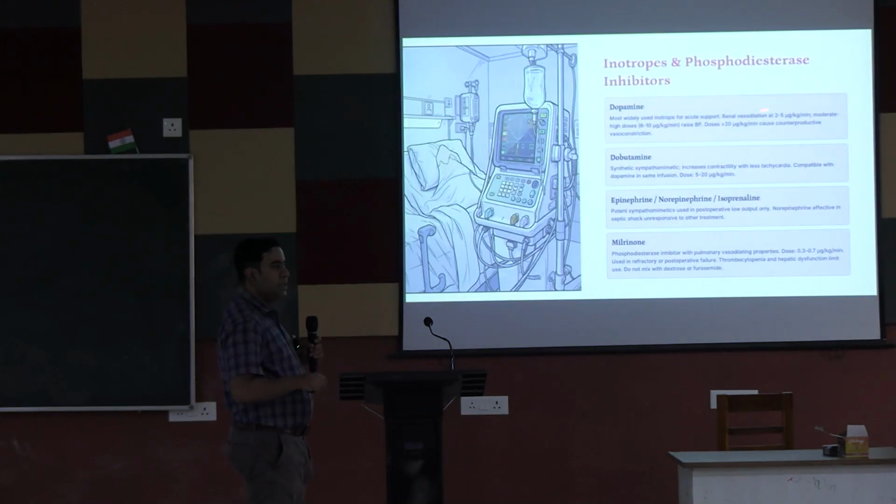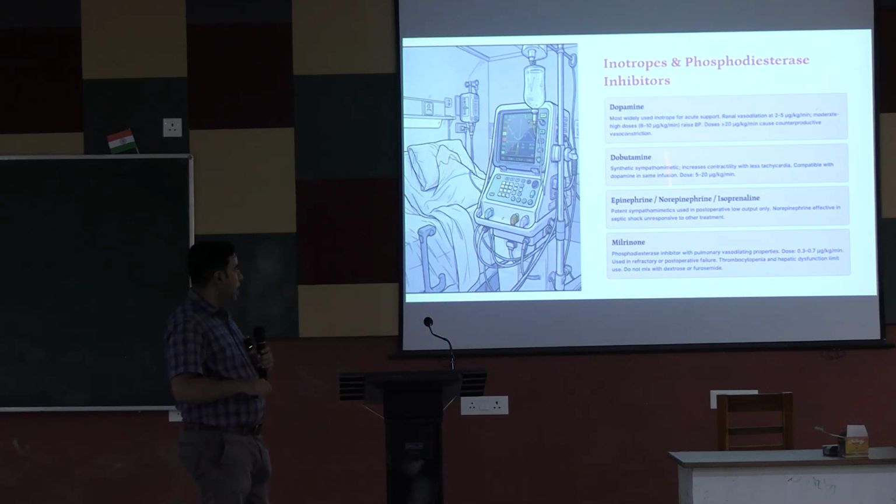Dobutamine is another commonly used inotrope. Dobutamine basically acts on the beta-1 receptor of the heart. It increases cardiac contractility and there is less frequent tachycardia. Other drugs are epinephrine, norepinephrine and isoprenaline. And one drug other than this is milrinone.